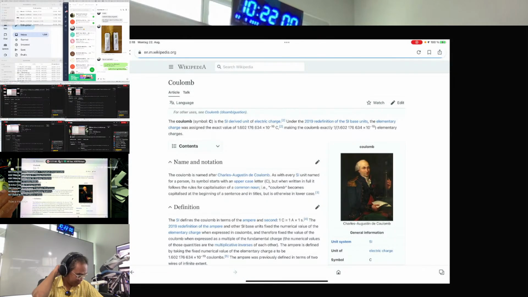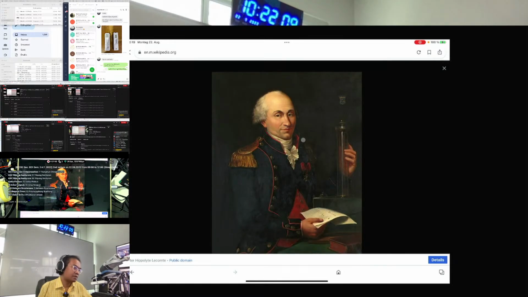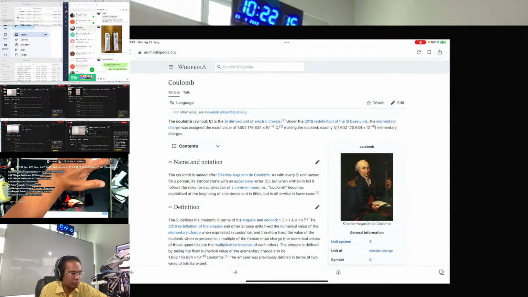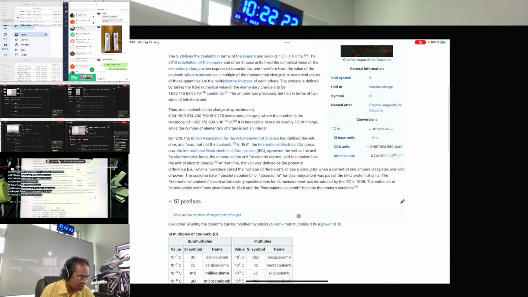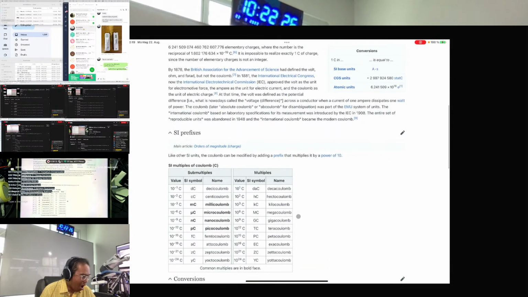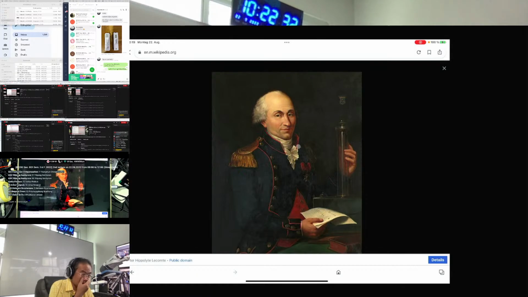This person, Charles Augustin de Coulomb, okay, he discovered the amount of charge. Once he passed away, Coulomb became the SI unit too. Okay, Coulomb is the guy who discovered charge, right? And we use his surname to denote the unit of charge.